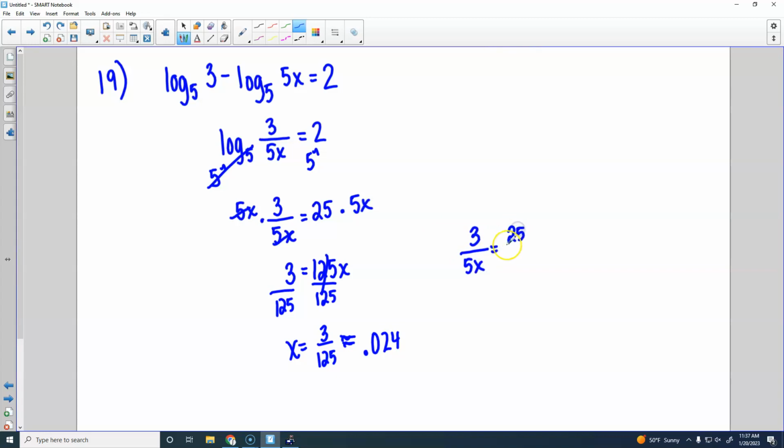Another way of dealing with stuff like that is, when you've got 3 over 5x equals 25, this is also where you could put that over 1 and cross multiply. That's another option. You'll end up with the same thing. But you cannot solve for a variable when it's in the denominator, so you have to multiply both sides to get that out of the denominator first.